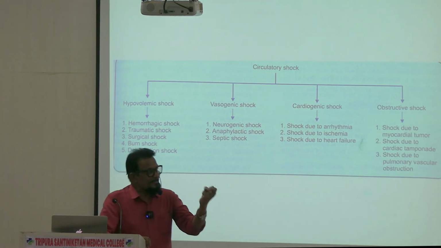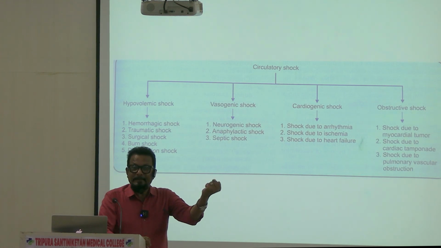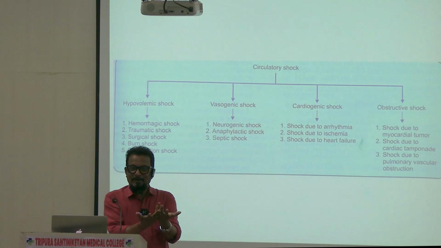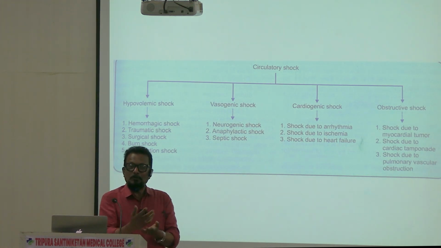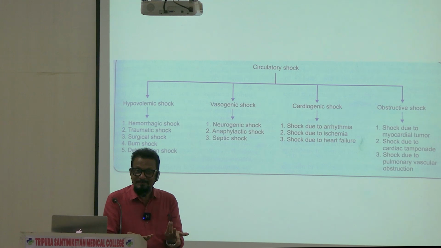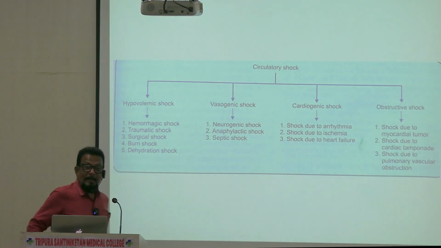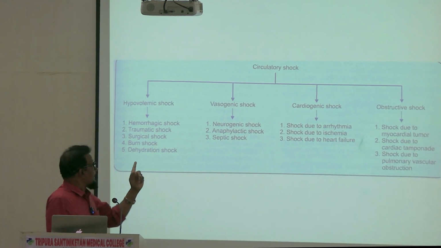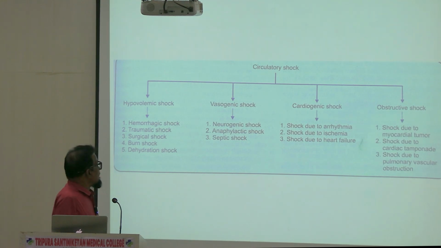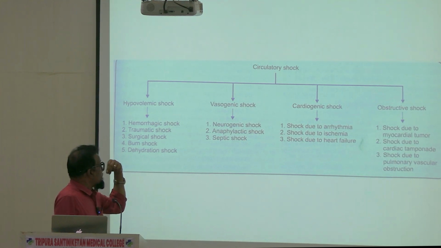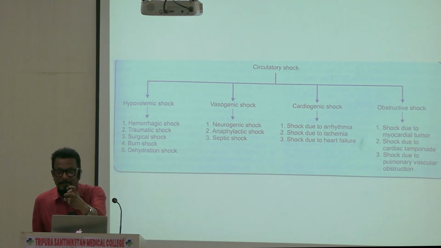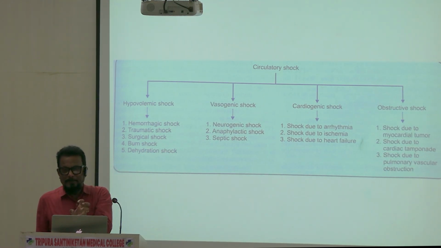As a result, the atrium will be contracting repeatedly, but the ventricle is not contracting at that rate. As a result, what happens? Cardiac output will be hampered. Proper cardiac output would not be there. So ventricular arrhythmia and auricular arrhythmia can result in cardiogenic shock. Cardiogenic shock means the shock is due to abnormality in the heart.